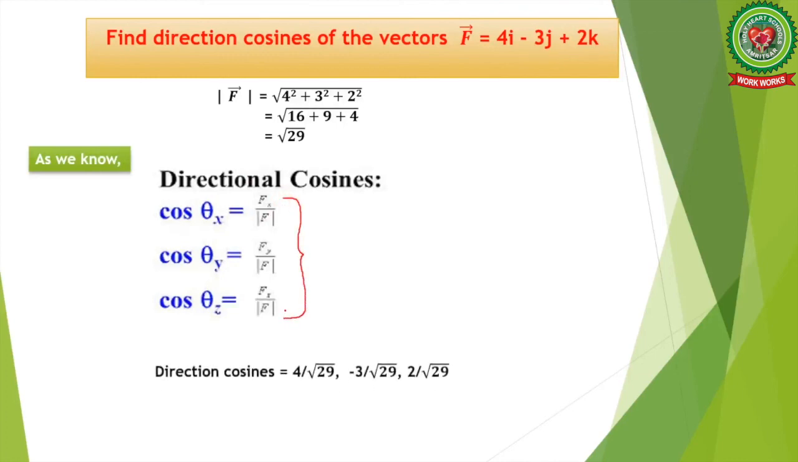So what you have to do? For the direction cosines, you take fx, this 4 divided by the square root of the magnitude, 29; for y, −3 upon the square root of 29; and last, for z, 2 upon the square root of 29.